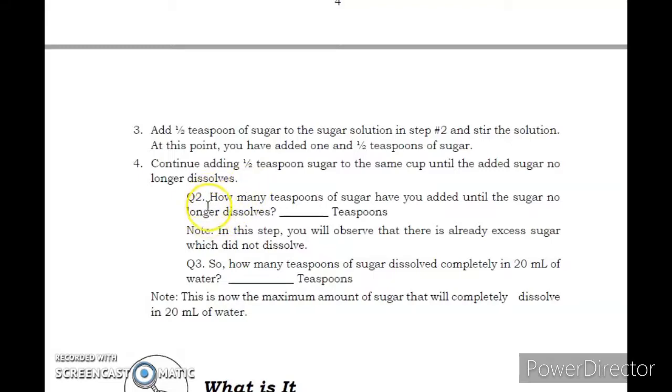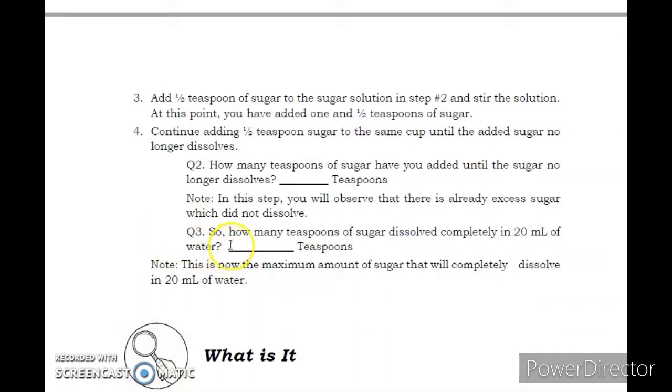Then, proceed on answering question number 2. So, how many teaspoons of sugar have you added until the sugar no longer dissolves? So, number, ilang kutsarita. Note, in this step, you will observe that there is already excess sugar which did not dissolve. Yun yung sinabi ni Ma'am kanina, na meron na kayong nakikitang asukal sa bottom ng glass na hindi na natunaw kahit anong halo ninyo sa water.